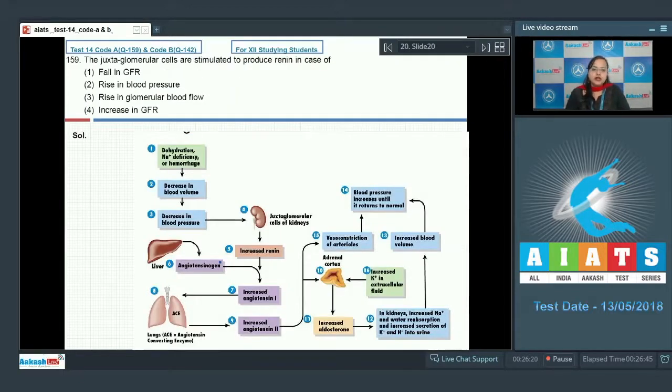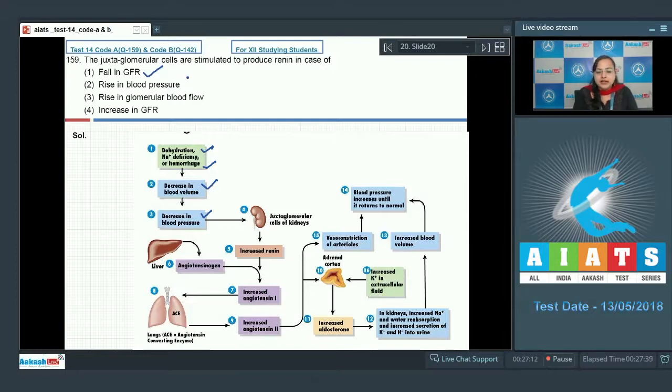Question 159. The juxtaglomerular cells are stimulated to produce renin in case of. So whenever there is dehydration, sodium deficiency or hemorrhage which cause decrease in blood volume and blood pressure, which ultimately cause fall in GFR, it stimulates juxtaglomerular cells of kidney to produce renin, and this renin acts on angiotensinogen and converts it into angiotensin 1, thus initiating RAS pathway, and the RAS pathway then restores normal blood volume, blood pressure and GFR. So the juxtaglomerular cells are stimulated to produce renin in case of fall in GFR.